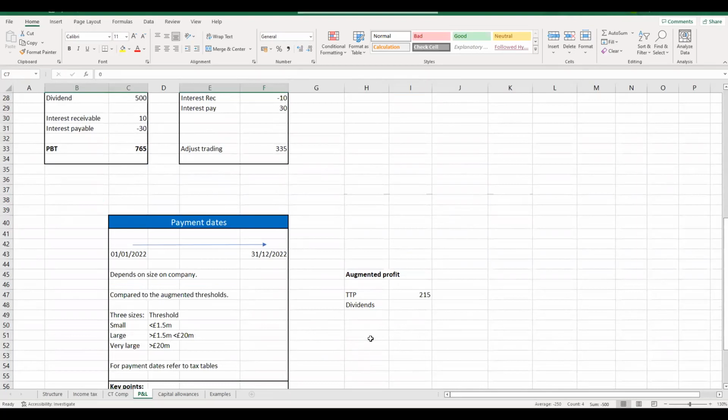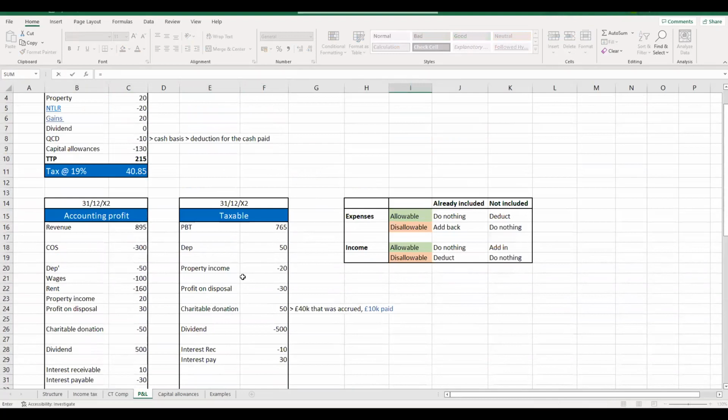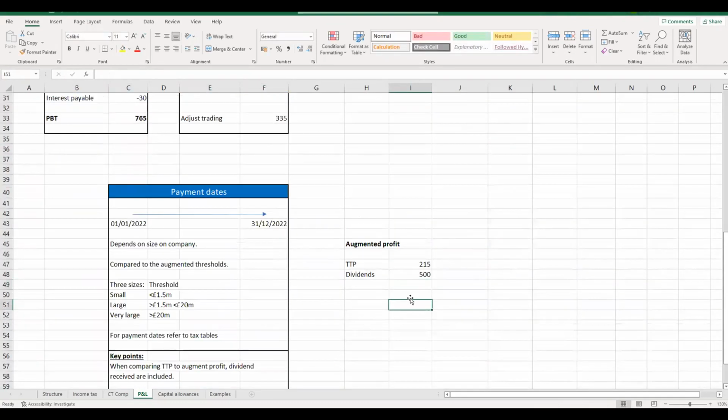So what we're going to do in arriving at our augmented profit is we're going to add in the dividend income to give us a total augmented profit of 715. Now, what we're then going to do with that 715 is compare that 715 to the thresholds. So, of course, we can see here that this company is quite clearly a small company. So, therefore, the payment date for corporation tax is going to be 9 months and 1 day after the accounting period.